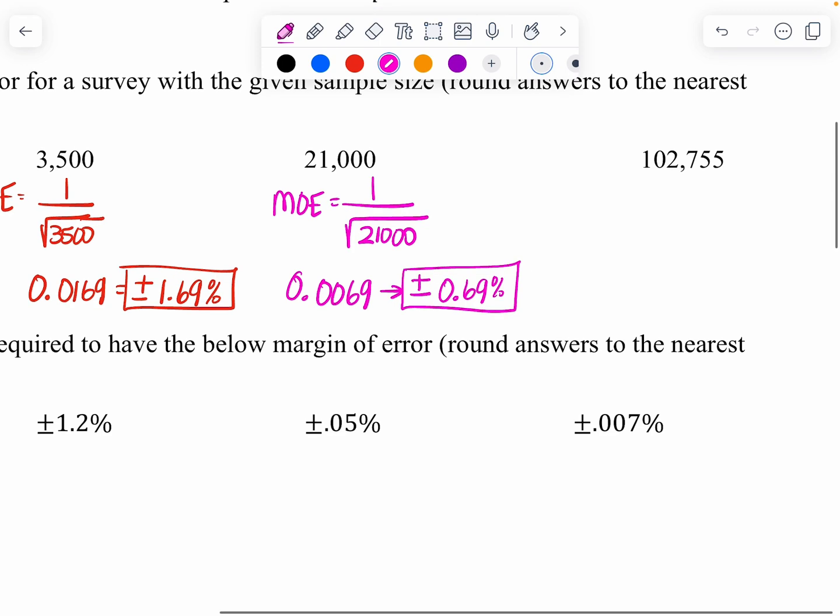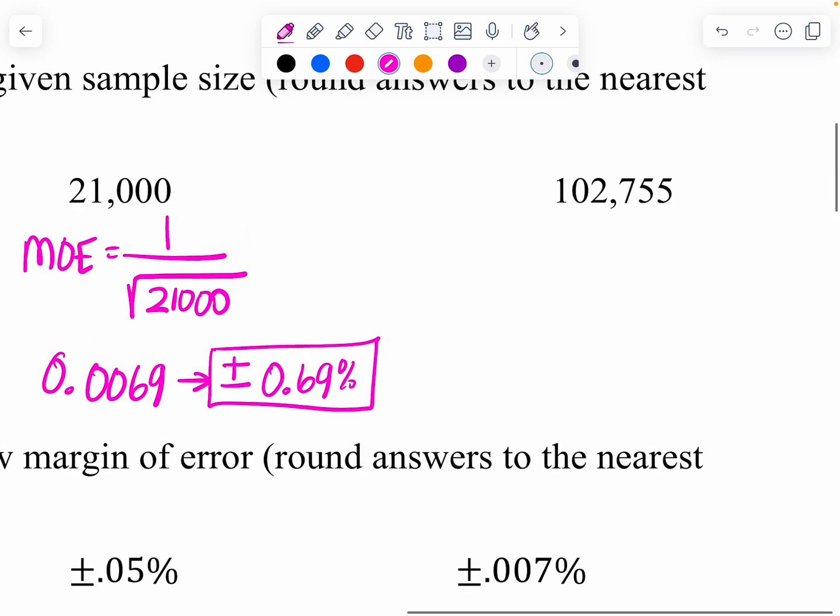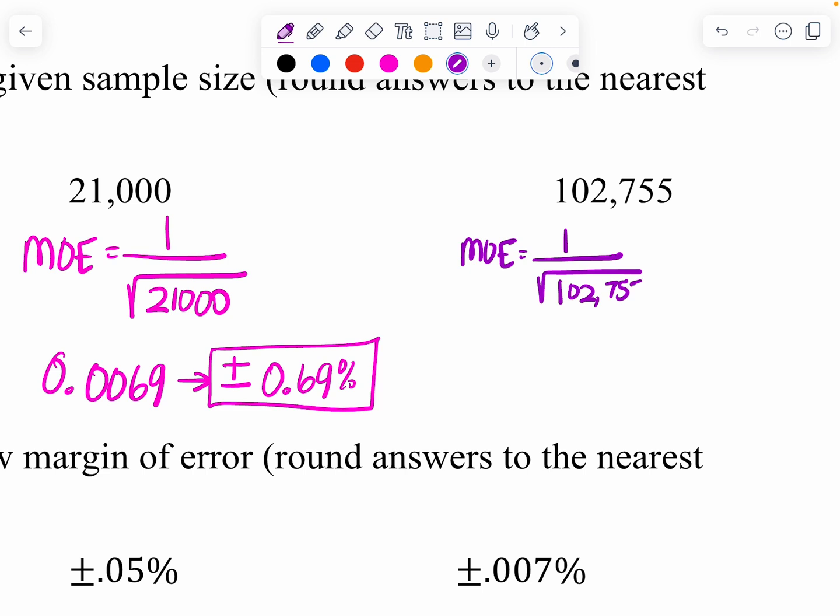And then let's look at a really big sample size. Our margin of error is equal to 1 divided by the square root of 102,755. So that's going to calculate to 0.0031, which is a margin of error of plus or minus 0.31%. So a much smaller number.